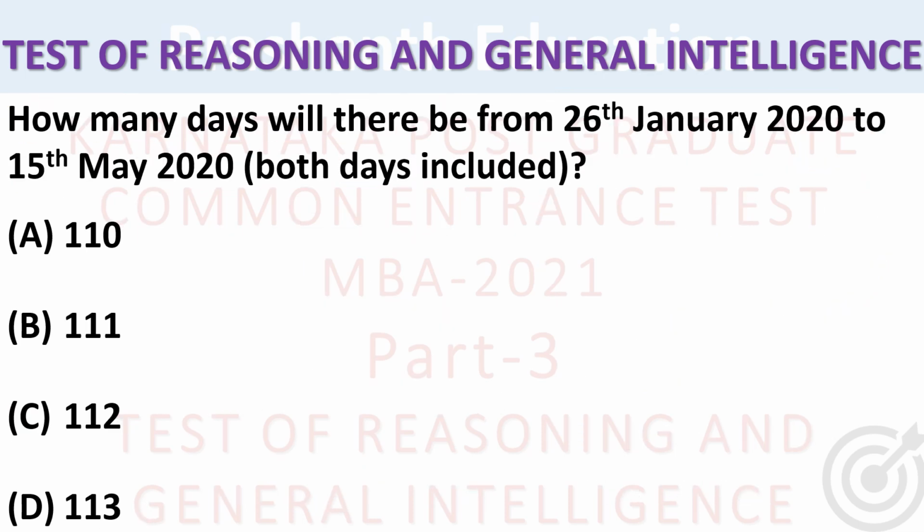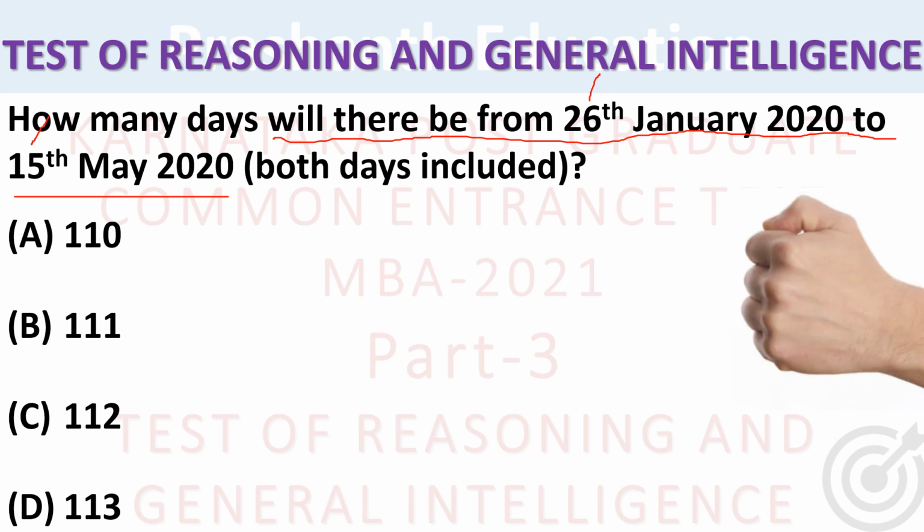Okay, so how many days will be there from 26th January 2020 to 15th May 2020, both days included. So they are telling us to include 26th January and 15th May as well, and give how many days there will be. So the easiest way, everybody knows, is the thumb rule which we use. We start from January, February, March, April, May, June, July. Most of you know the technique how to do this. Okay, we have learnt it. The same technique I am going to use.